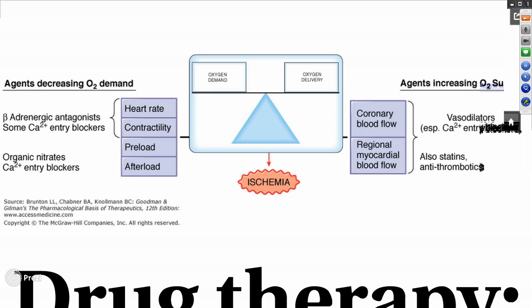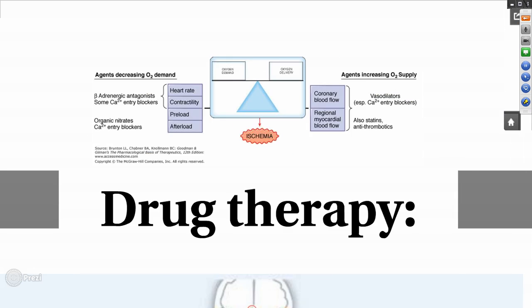We can also use calcium channel blockers. We know that calcium is needed for muscle contraction. So if we block calcium entry, we can also slow down this contractility and this demand. Again, balancing this equation; unbalancing it causes ischemia. Let's go through our drug classes.